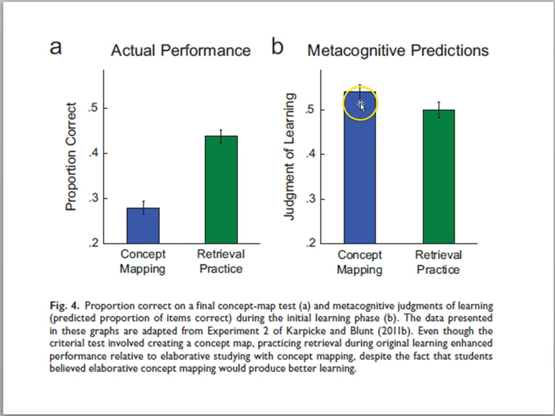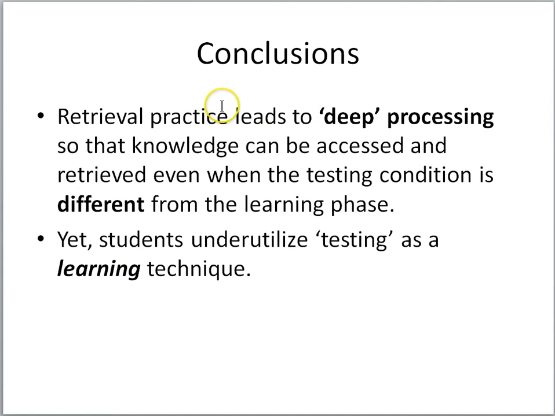They actually predicted the opposite, though. They predicted that concept mapping during the learning phase would be a very good technique when the test was a concept map. But it turns out that retrieval practice is actually a good study strategy, even when the test is a concept map. So retrieval practice leads to deep processing so that knowledge can be accessed and retrieved even when the testing condition is different from the learning phase.